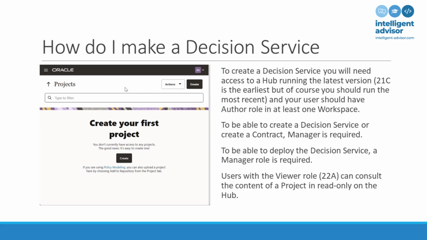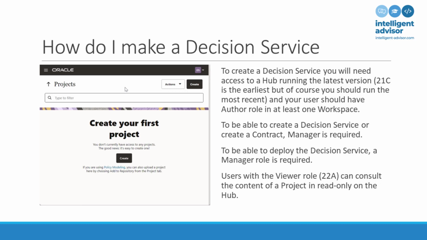The last thing we talked about in the agenda was, how do I make a decision service? Well, that was a bit of a facetious question, because when you log into the hub and go to projects, there's a great big button that says create. And if it's a brand new hub, you get a second button with a message saying, click here to create your first project. If you're running on-premise, you will need to be running a fairly recent version. 21C is the earliest, but of course, I would always recommend that you run the most recent.